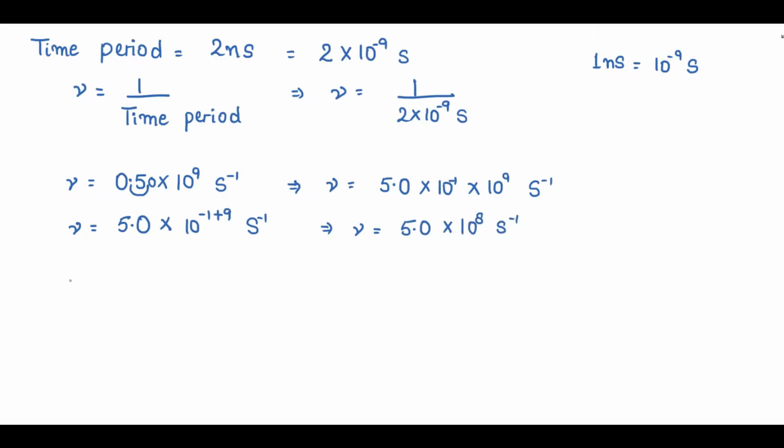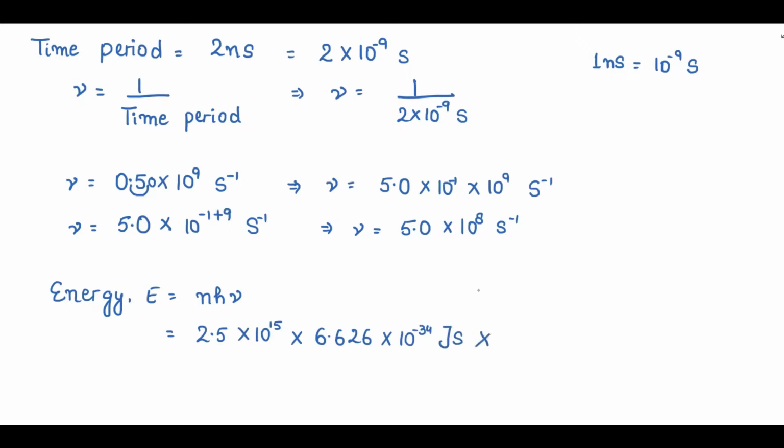Now we have to find the value of energy. So for this, we'll see the formula energy E equal to N H nu. N is number of photon, and definitely we are having the value 2.5 into 10 raised to power 15 photons over here, right? H is Planck's constant, 6.626 into 10 raised to power minus 34 joule second. Frequency 5.0 into 10 raised to power 8 second inverse. I'll cancel this second inverse with this second.